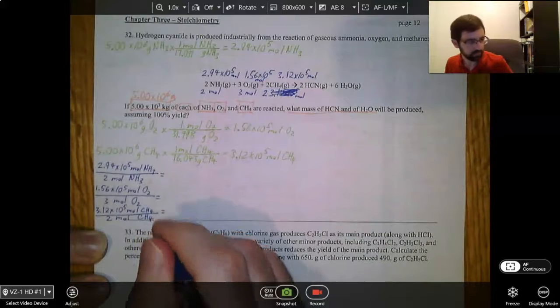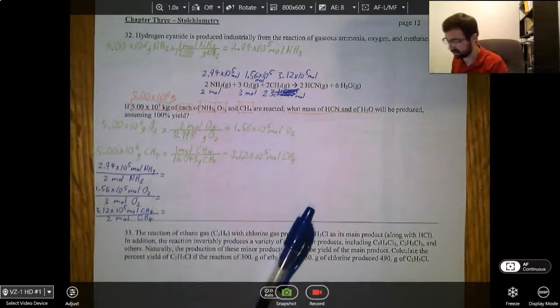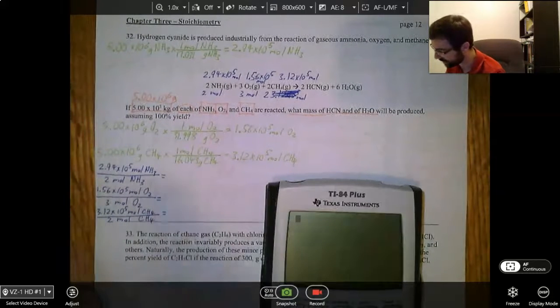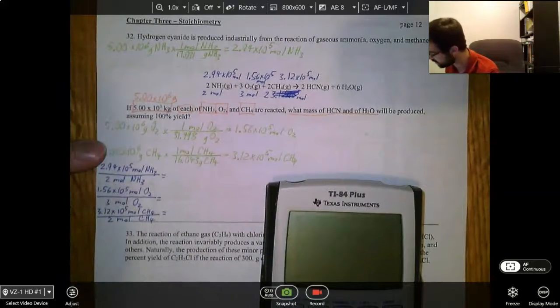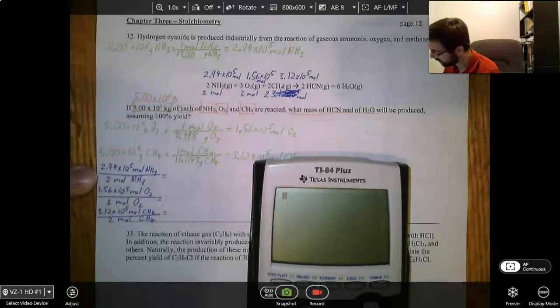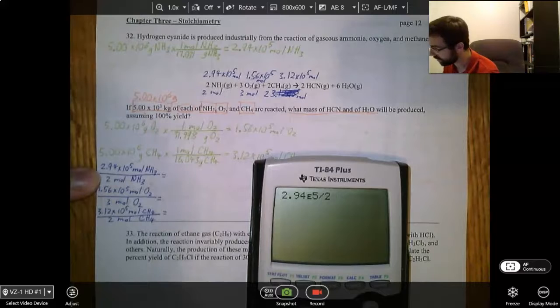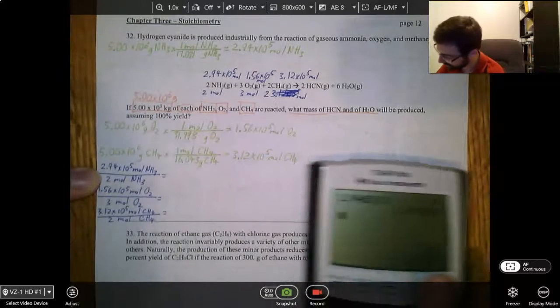Okay. And now let's do some calculating. And we want to compare these answers. We don't need to set up a proportion yet. We just want to find out which one gives us the smallest number of batches. So 2.94 times 10 to the 5th over 2 is 1.47 times 10 to the 5th.